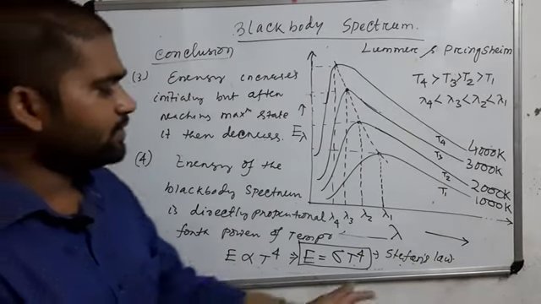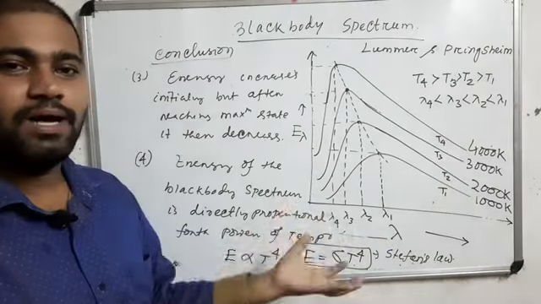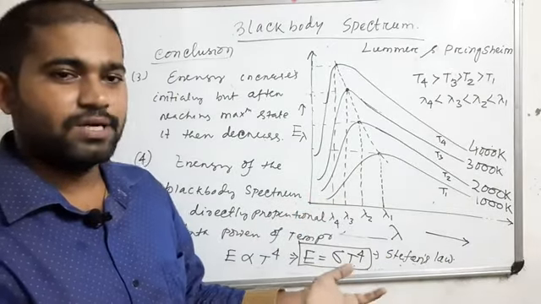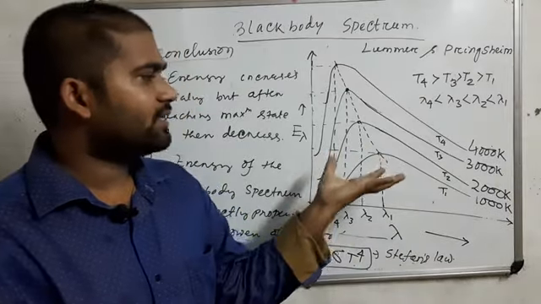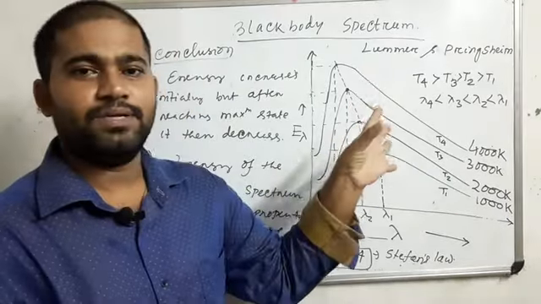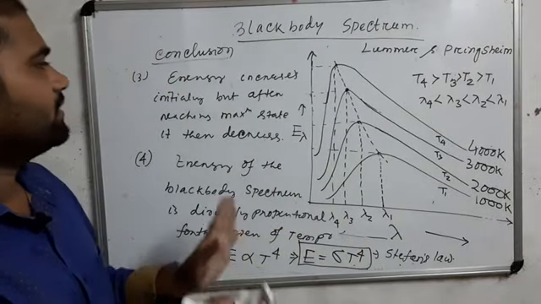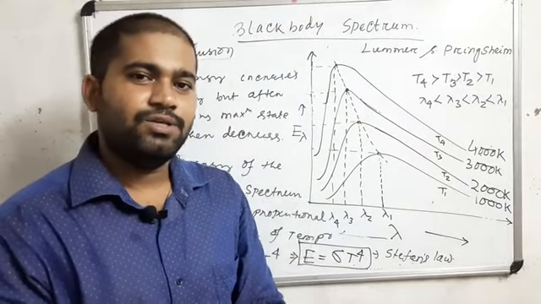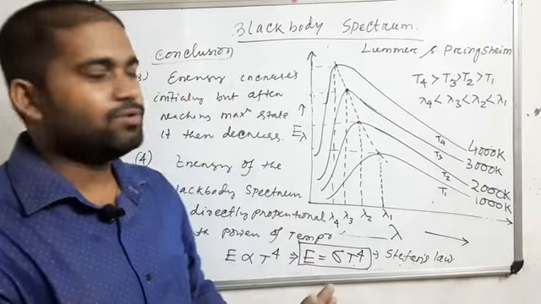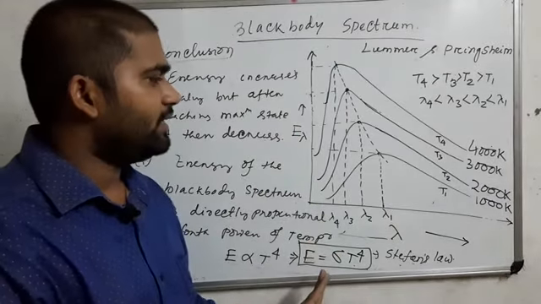Okay, and Stefan's law measures the area under the blackbody radiation curve. Okay, so you can see the area under the blackbody radiation curve gradually increases with an increase of temperature. Okay, so these are the different conclusions that we draw from the blackbody radiation curve. Okay, so today's class is all about this blackbody, ideal blackbody and blackbody radiation.